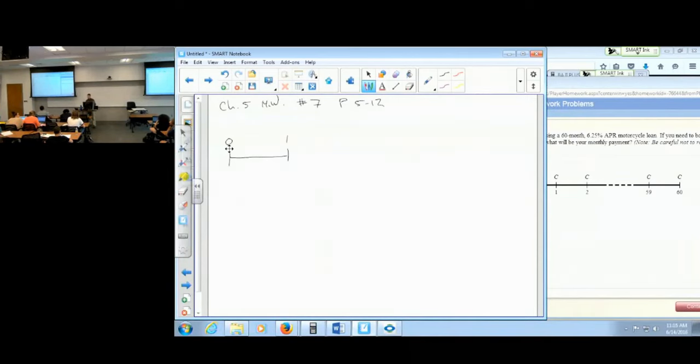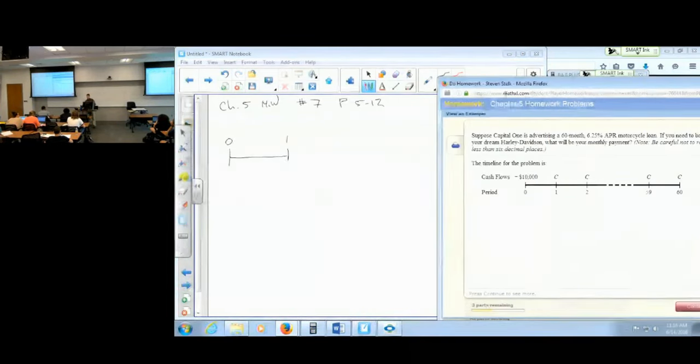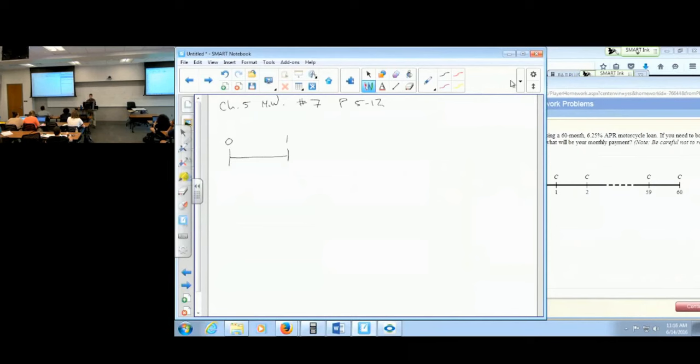All right, so at time period 0, we're going to use the example problems method, and we're going to work it from the perspective of Capital One, the lender. From Capital One's perspective, at time period 0, they have a $10,000 cash outflow. They're paying you, or the car dealership, $10,000, the Harley dealership.